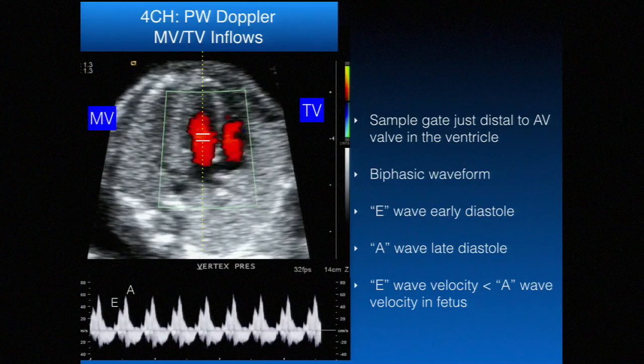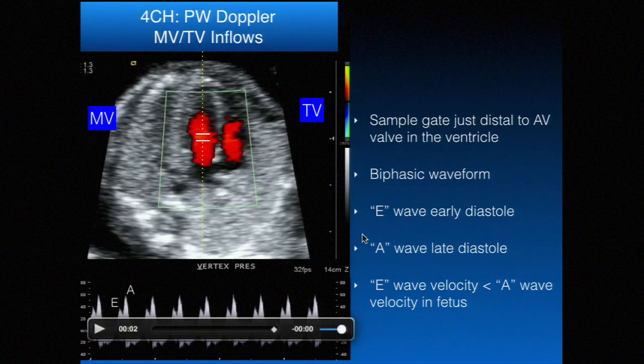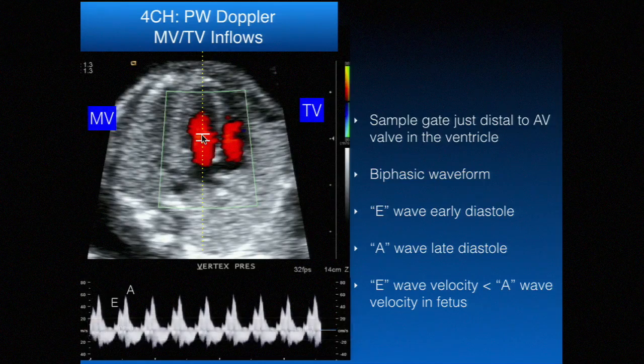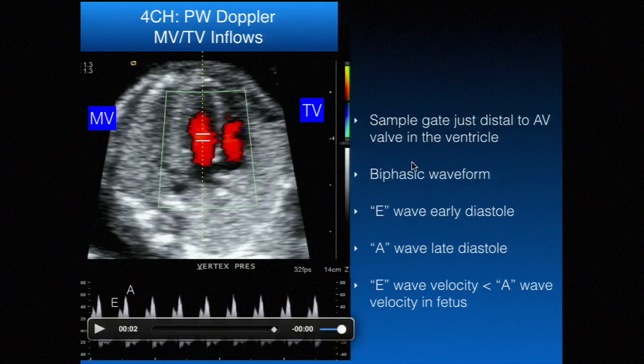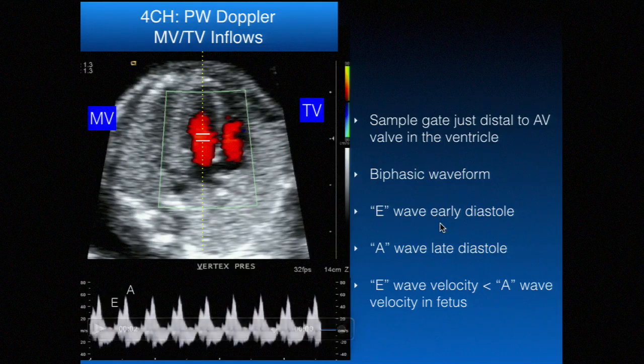Sample gates, I wasn't able to show this yesterday during the live scanning, so I have it demonstrated here. This is showing where we place the sample gate just past the leaflets of the valve as you're watching it into the ventricle. Your waveform should be biphasic, with the E wave showing your early diastole and the A wave being the taller portion of the waveform showing the late diastole. So in a fetus, the E wave is going to be shorter than the A wave, and then this pattern reverses after birth.